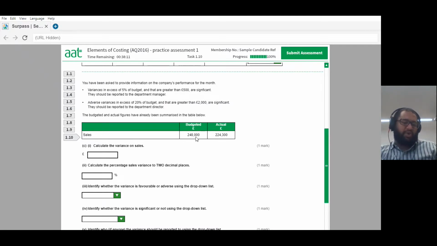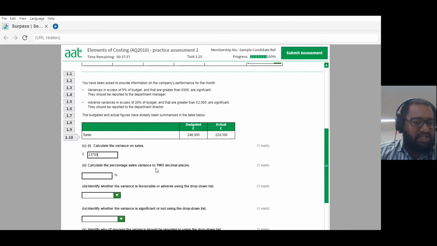So the budget is 248,000. The actual is 224,300. So let's find out what the variance is. 248,000 minus 224,300. They're asking you, what is the variance in sales? So 23,700 pounds. So definitely there's a big variance, more than £500 and £2,000. But we don't know whether it is going to be adverse or favorable, or whether it's going to be more than 20% or 5%. Let's find out.